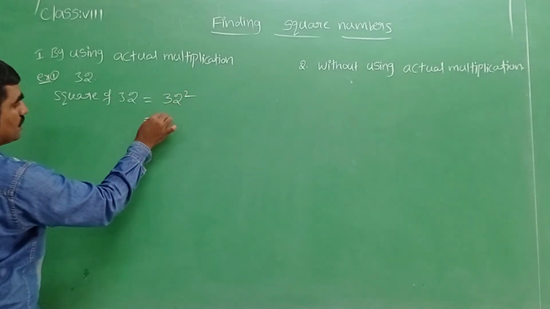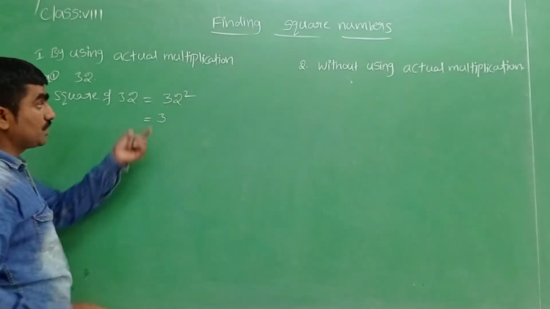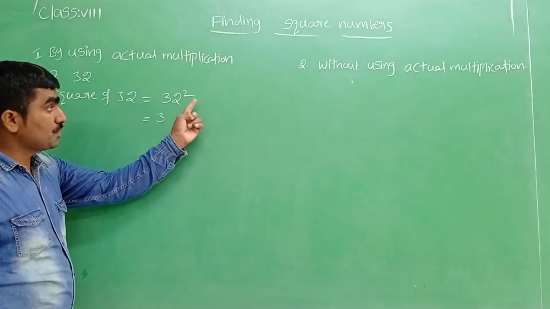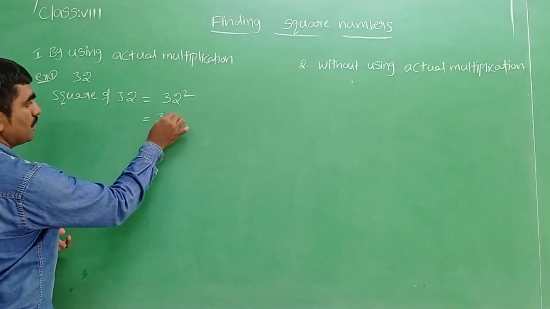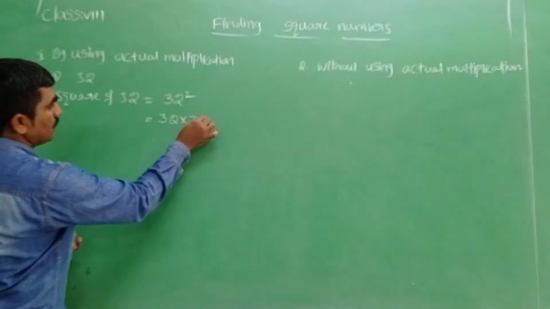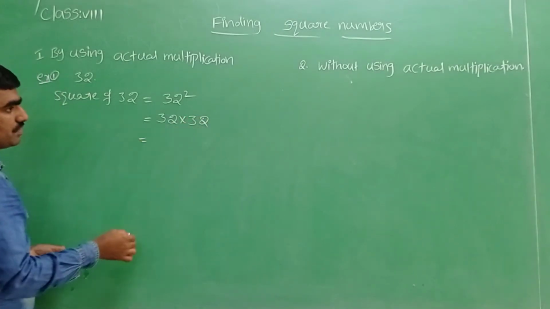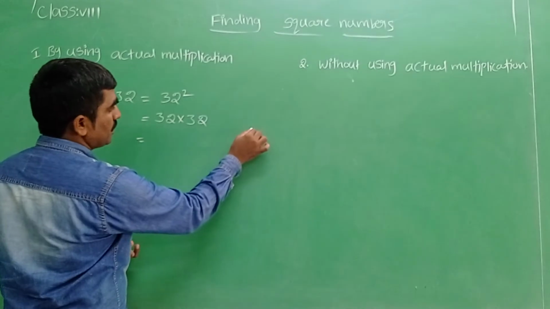How can I find this? 32 power 2. 32 is the base, 2 is the power. Power 2 means we need to multiply the base by itself 2 times. Multiply 32 into 32. This is called actual multiplication. Let us multiply now.